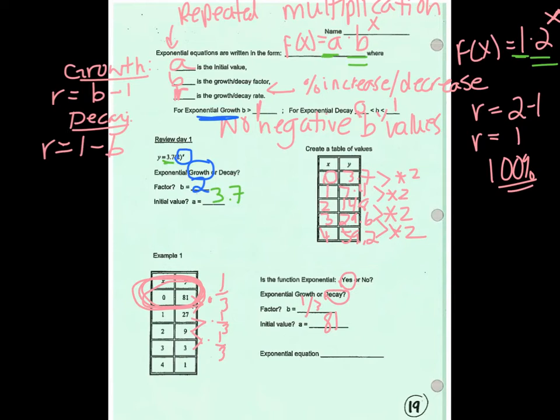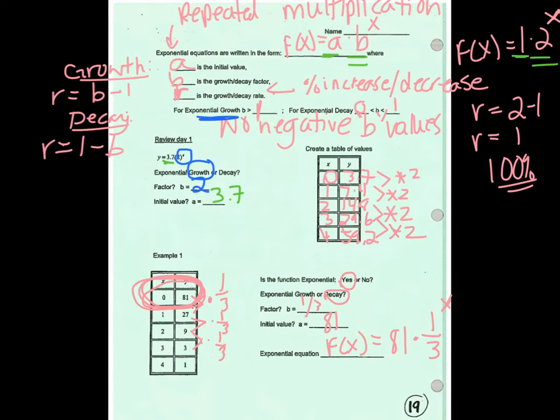So the exponential equation here would be f of x equals my initial value, which always comes first, times my, in this case, decay factor. So my decay factor is 1/3. It's what I'm multiplying by each time. And that's raised to the x power.